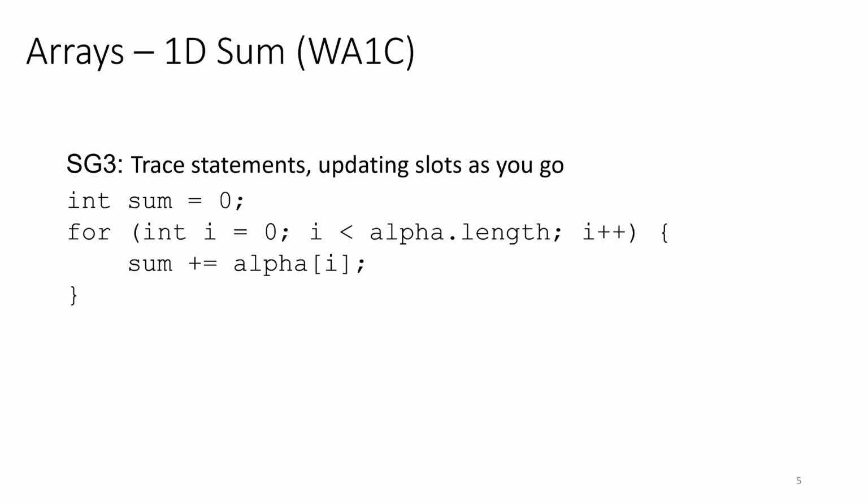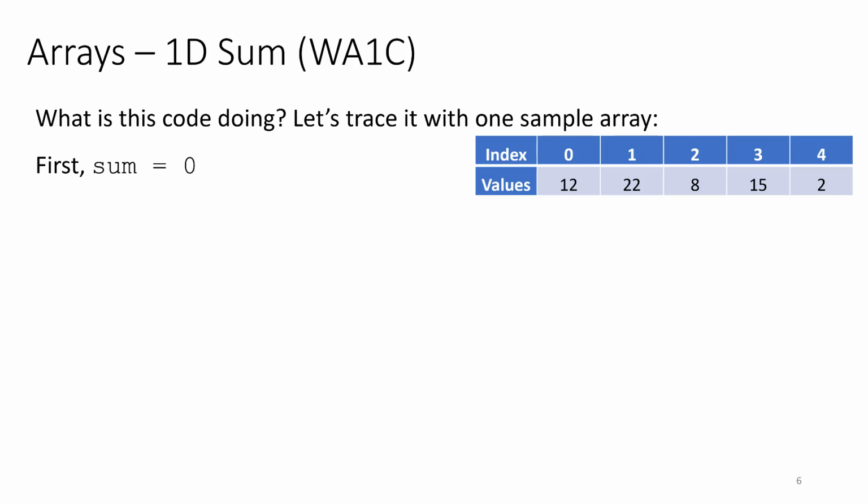Subgoal 3. Trace the statements updating the slots as you go. What is this code doing? Let's trace it with one sample array. First we'll set sum to 0, and then we have a sample array.